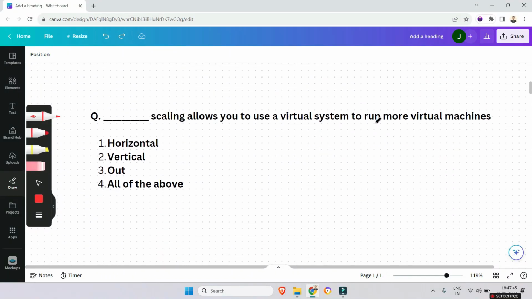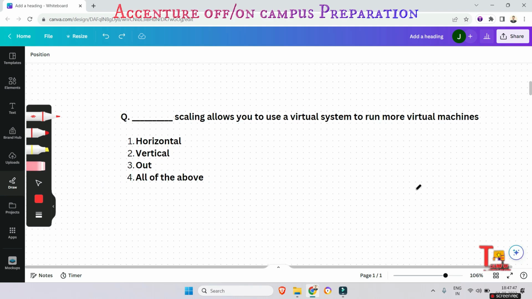The first question is, Dash scaling allows you to use virtual systems to run more virtual machines. Horizontal, vertical, out, all of the above. What is the correct answer? The answer will be vertical scaling. Vertical scaling, another name is upgrading also. It is a method of increasing the capacity of a virtual system by adding more resources to a single virtual machine. So the answer will be vertical scaling.